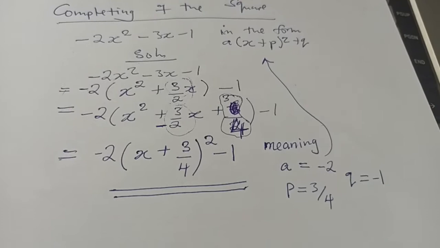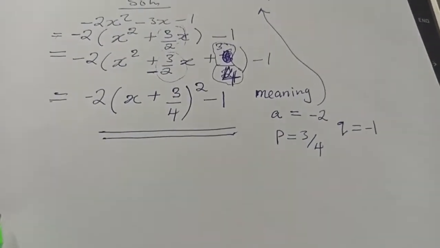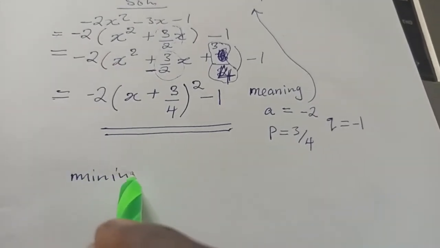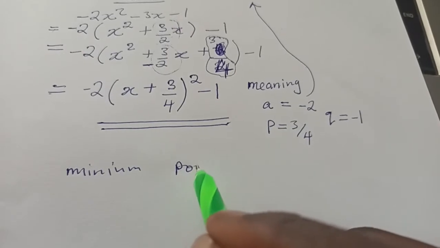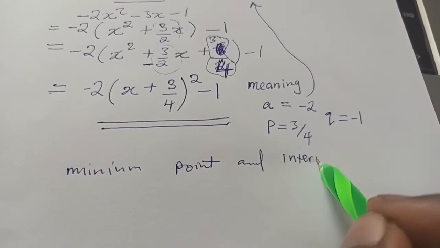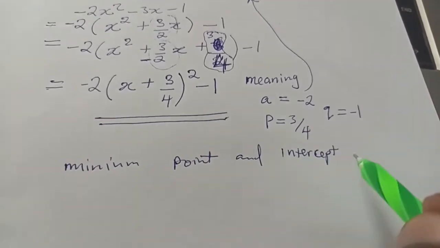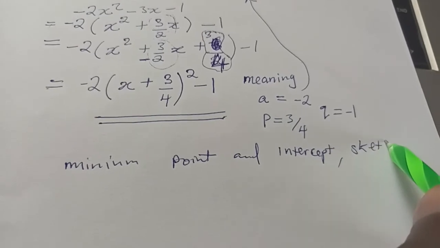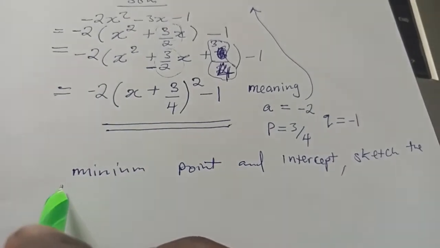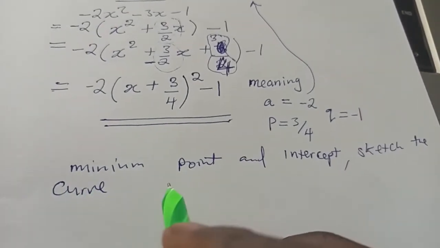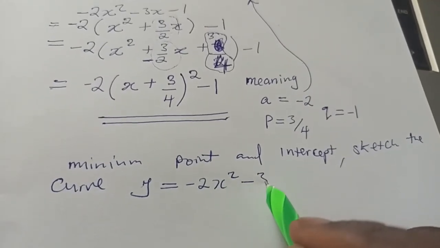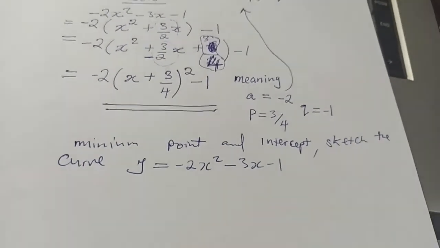Now the same question was asking us to find the minimum point and intercept as well as sketching the curve. Okay, sketching the curve of y is equal to -2x squared minus 3x minus 1. Let's get started.